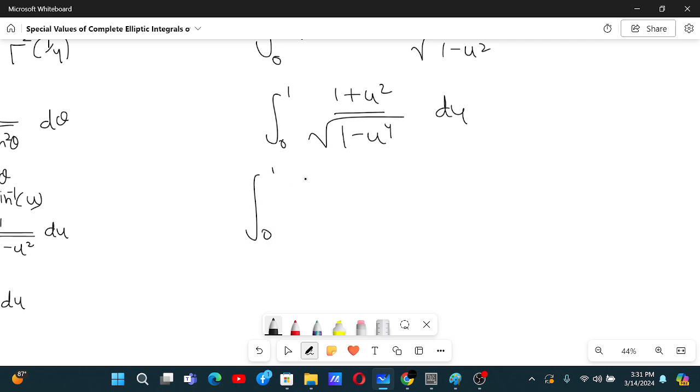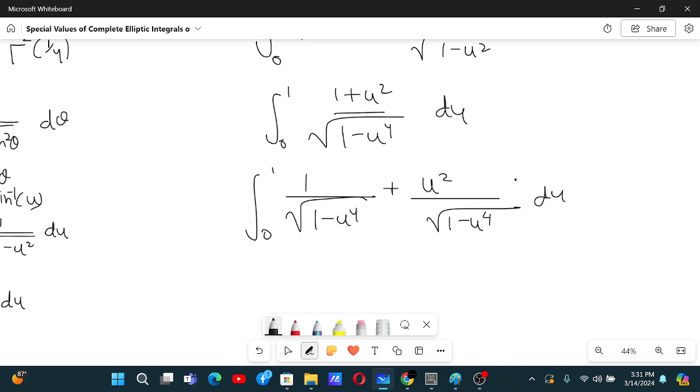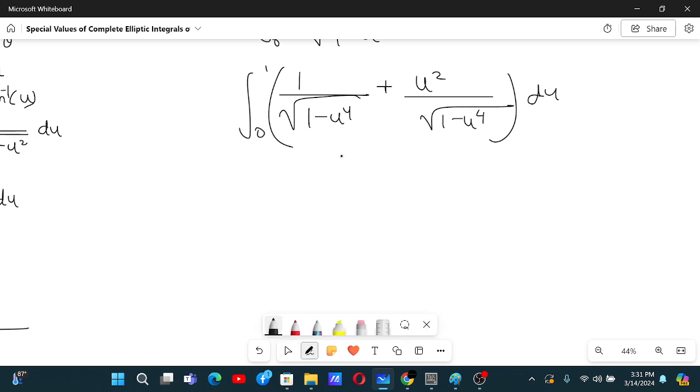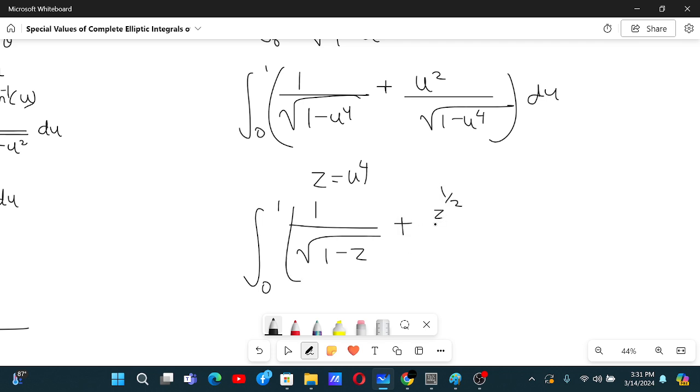That's an easy task. 1 by root under 1 minus u to the power 4 plus u square by root under 1 minus u to the power 4 du. And now let's make a new substitution as well. Let's say g equals u to the power 4. Now this will again go from 0 to 1, and over here we will have 1 by root under 1 minus g. There we will have g to the power 1 by 2 by root under 1 minus g, and du will be 1 by 4 g to the power minus 3 by 4 dg.